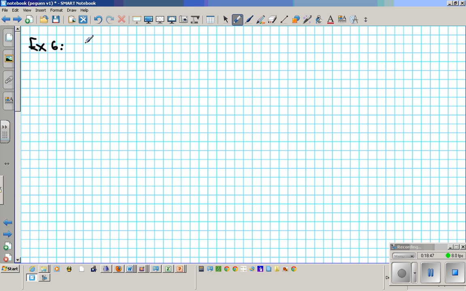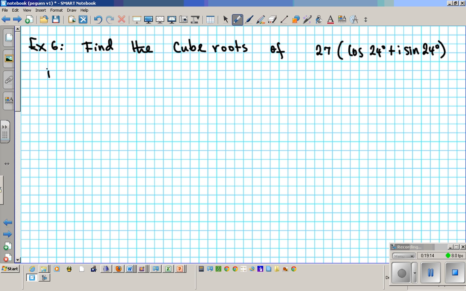Find the cube roots of 27(cos 24 degrees + i sin 24 degrees) in polar form. Okay, so we're just going to find the answer in polar form. No need for conversion into rectangular forms here.